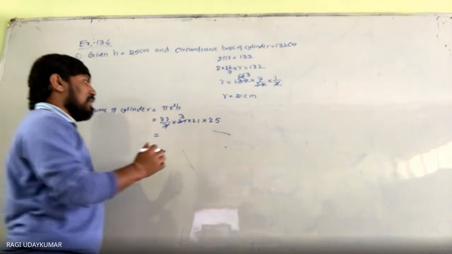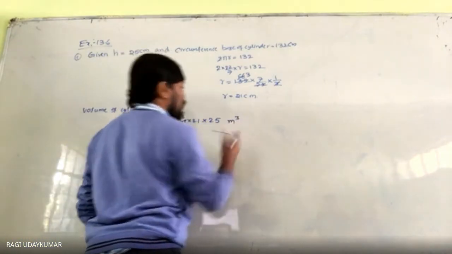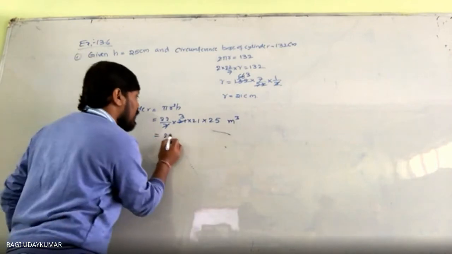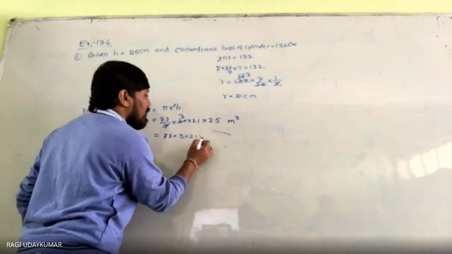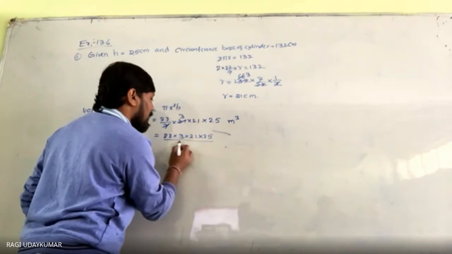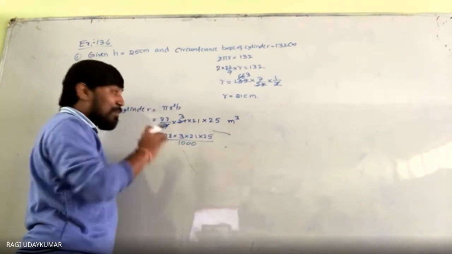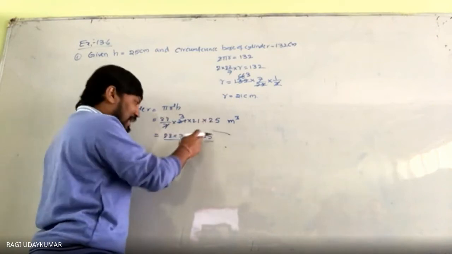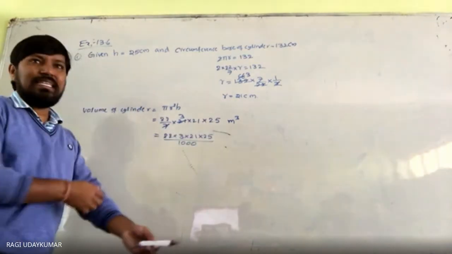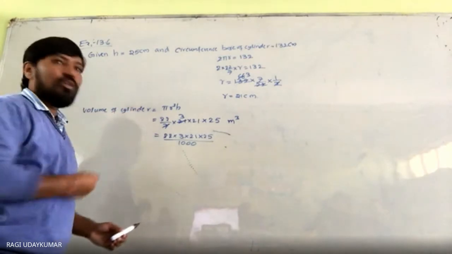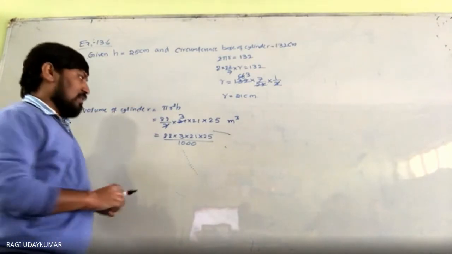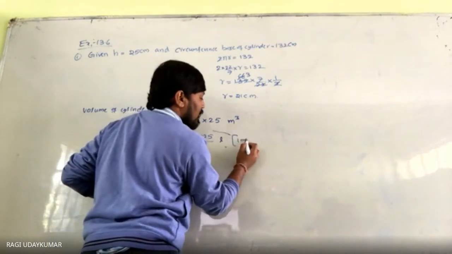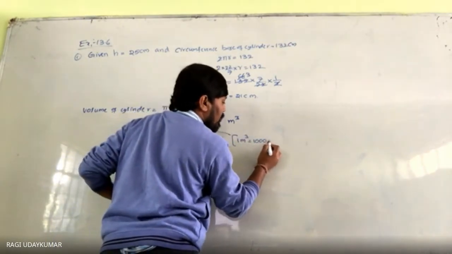It is going to come in meter cube. So how many liters means 22 into 3 into 21 into 25 by 1000. Do not multiply everything yet. They are asking in liters, so after multiplying everything, dividing by 1000 is easy. Otherwise this division will be a little easier. It is liters because 1 meter cube is equal to 1000 liters.